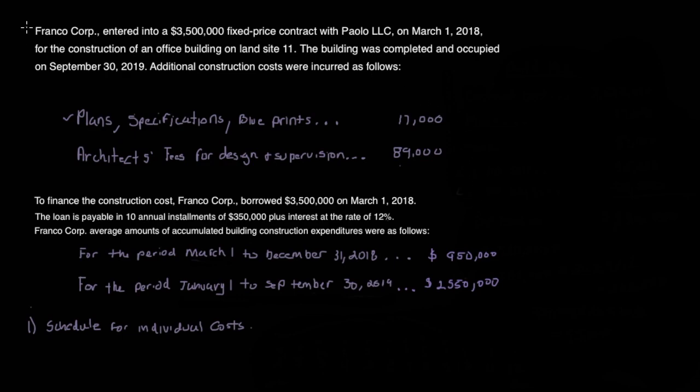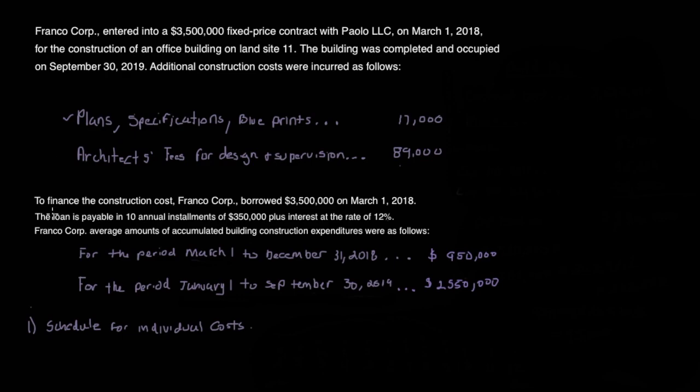It says here, starting at the top, Franco Corp entered into a $3.5 million fixed price contract with Paolo LLC on March 1st, 2018 for the construction of an office building on land site 11. The building was completed and occupied on September 30th, 2019. And it says here, these are the construction costs that were incurred.